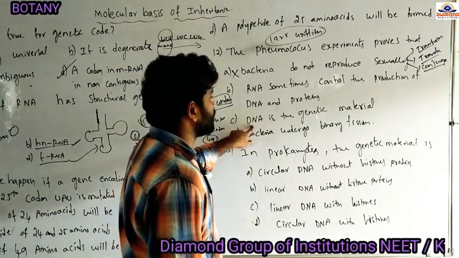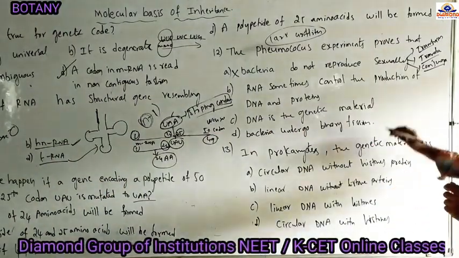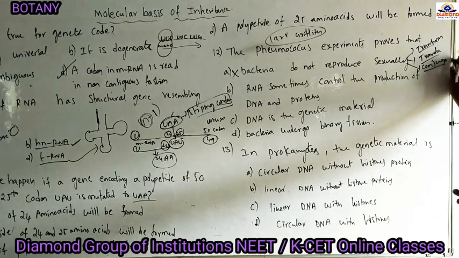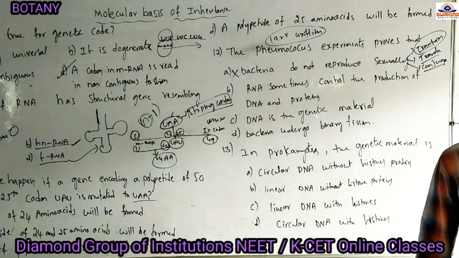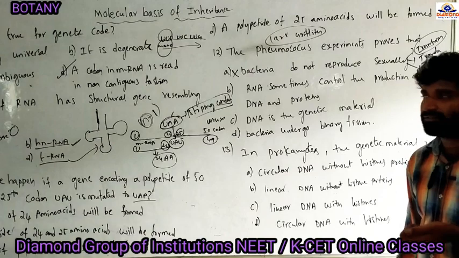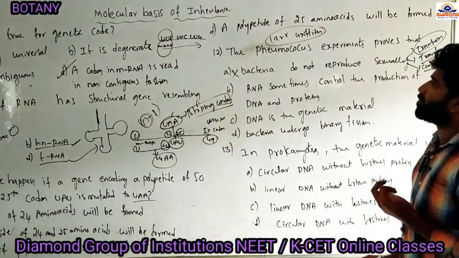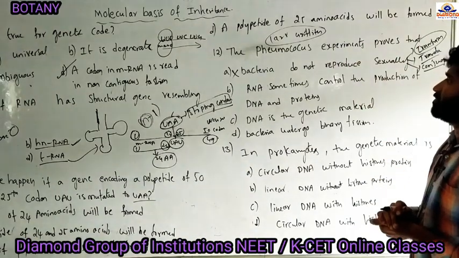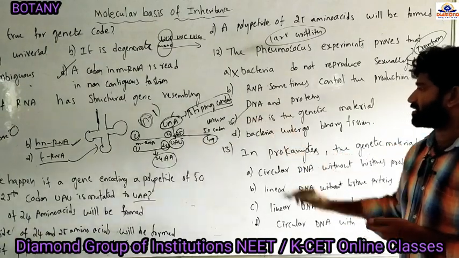And option C, DNA is a genetic material. The Griffith experiment was a search for the genetic material, done in 1928 on Diplococcus pneumoniae. He proposed the transformation principle: something was transferred from one bacteria to another bacteria. That was experimentally proven by Griffith, and that is the search for the genetic material, that is DNA as a genetic material. So the answer is C.